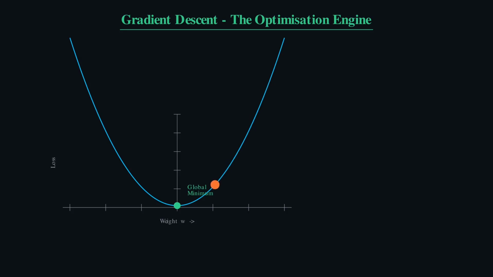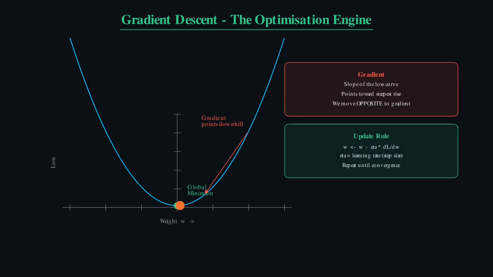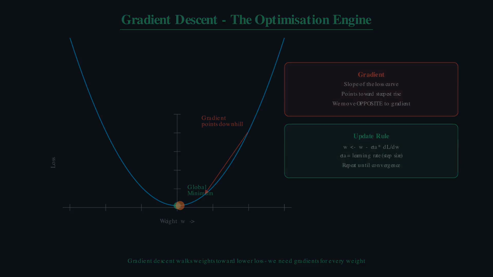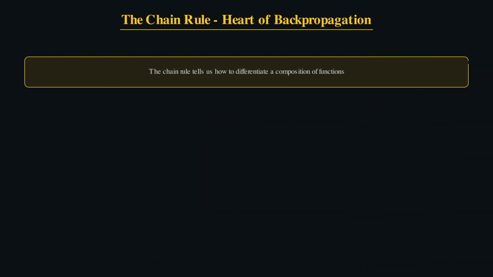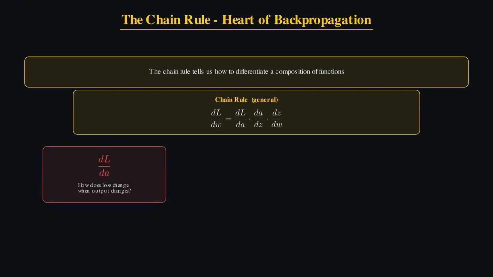Mean squared error for regression, cross-entropy for classification. Target 10, prediction 7, MSE loss is 9. The goal of training is to drive that number down. To drive it down, we use gradient descent. Think of the loss as a bowl and the weights as a ball on the rim. The gradient points towards steepest rise, so we move opposite. New weight equals old weight minus the learning rate times the gradient.